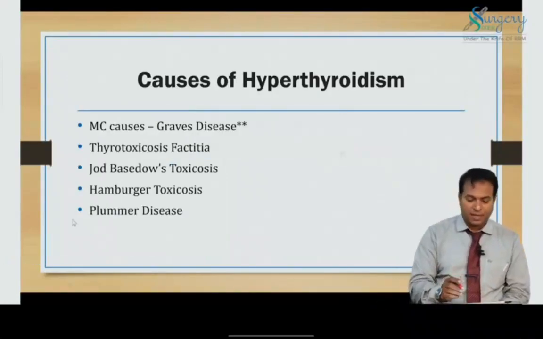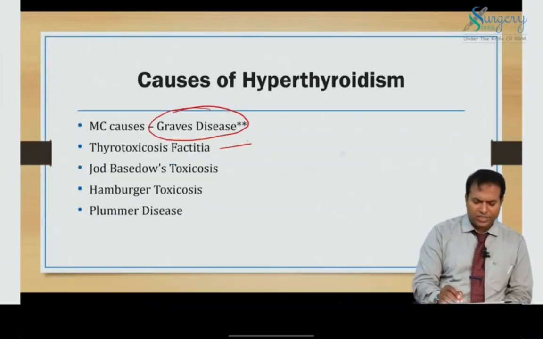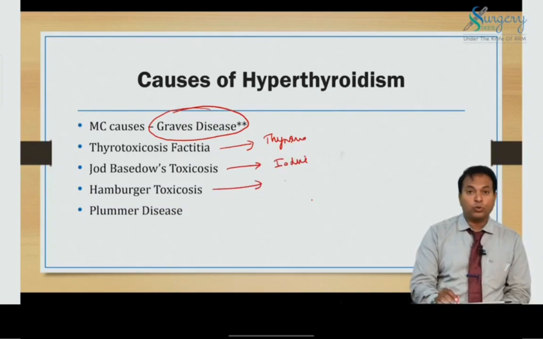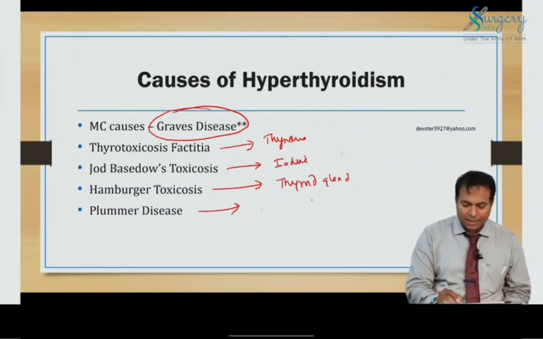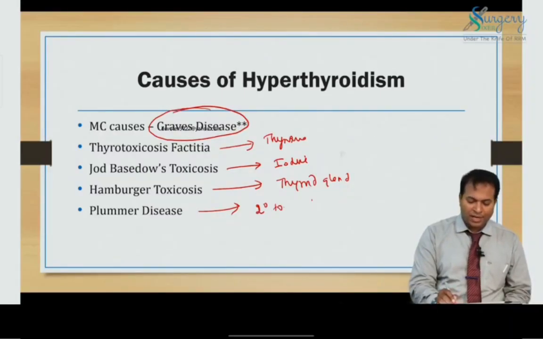Hyperthyroidism, we have discussed all the things. The most common cause is Graves' disease. Thyrotoxicosis factitia is due to excess consumption of thyroxine. Jod-Basedow is due to excess consumption of iodine. And hamburger thyrotoxicosis is due to consumption of the thyroid gland itself. Eating the gland itself is known as hamburger thyrotoxicosis. Plummer's disease is secondary thyrotoxicosis in a nodular goiter. So please don't forget these things.